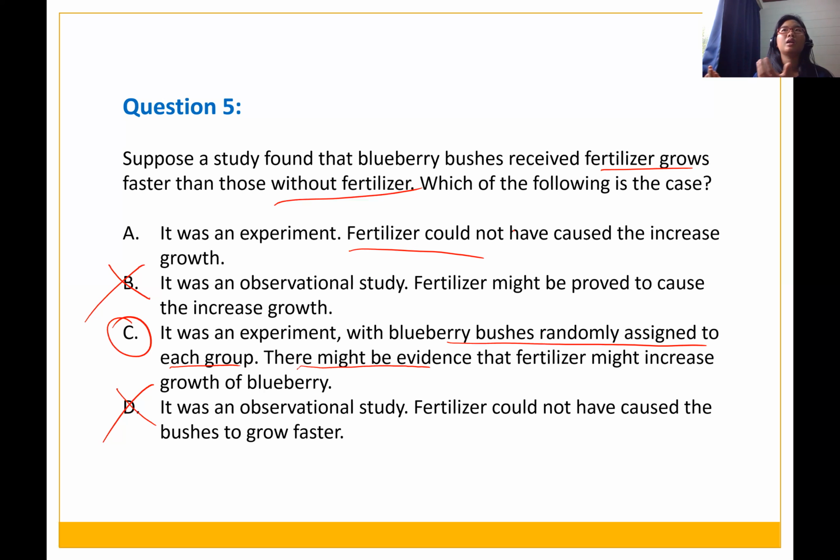We're not saying here that the evidence shows that it's growing because of the fertilizer. We're saying there might be. That is what makes C correct.